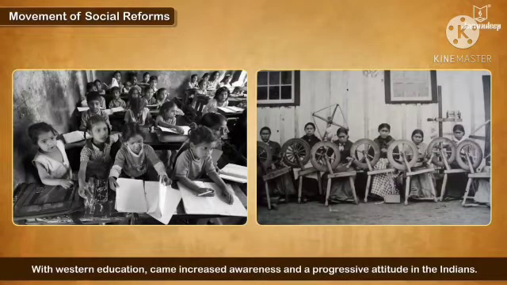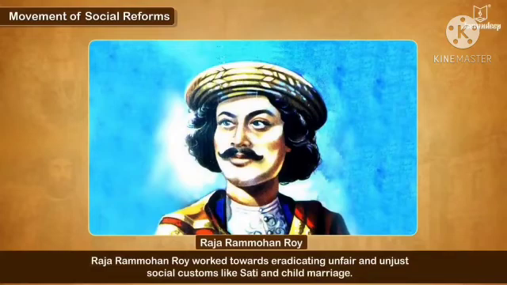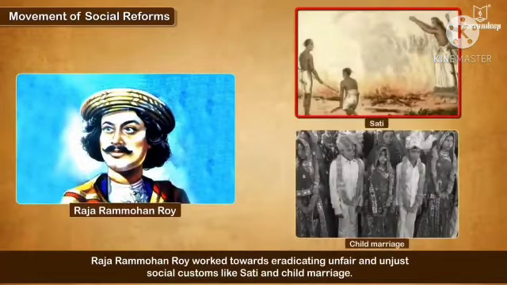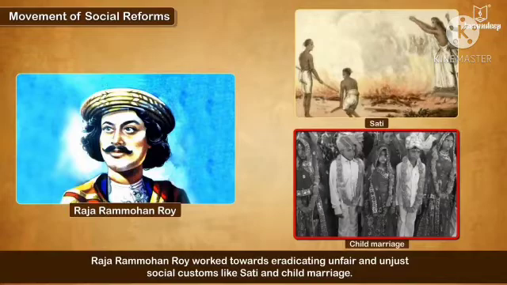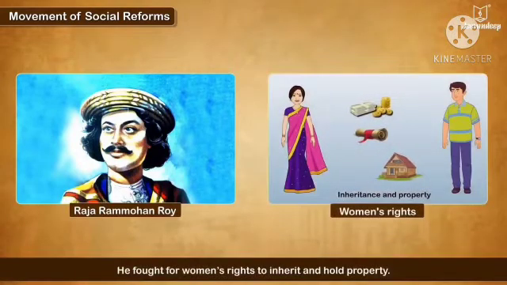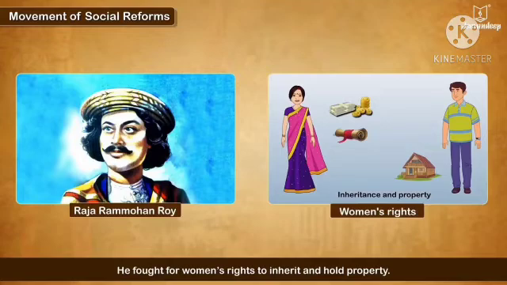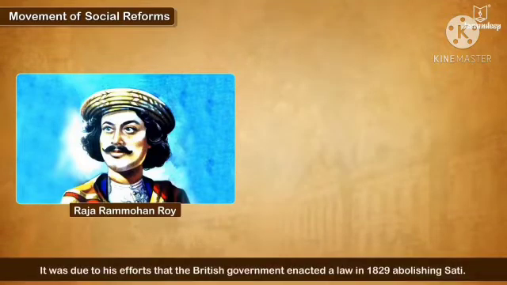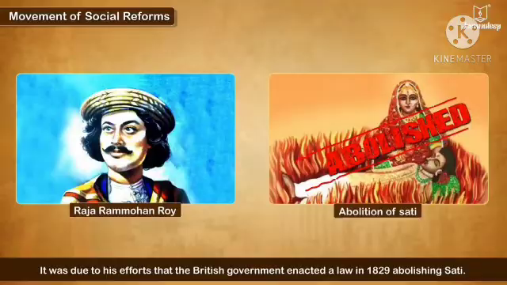Okay, next, the main leaders of the social reform movement. First one, Raja Ram Mohan Roy. He worked towards eradicating unfair and unjust social customs like sati and child marriage. He fought for the upliftment of women. Due to his efforts, the British government enacted a law in 1829 abolishing sati.